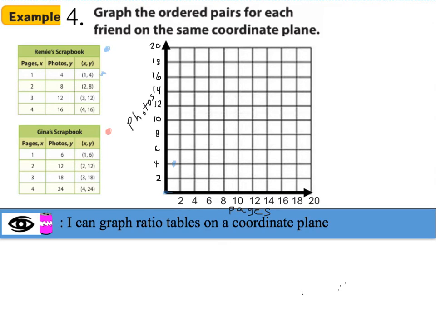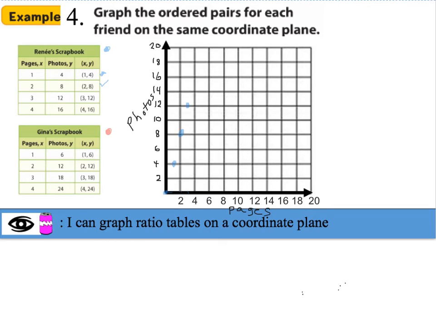Let's go ahead and graph 2, 8. So 2, 8, I'm going to start at 0, 0 on my x-axis and jump over 2 spots. So number 2 is this first line here. And I'm going to go up to 8, which is right here. So I just finished graphing the next ordered pair. The next ordered pair would be 3, 12. So I'll start at 0, 0, go on 3 on my x-axis. I notice that 3 would be in between 2 and 4 right here. Then I'm going to go up to 12. So my ordered pair would be right here.